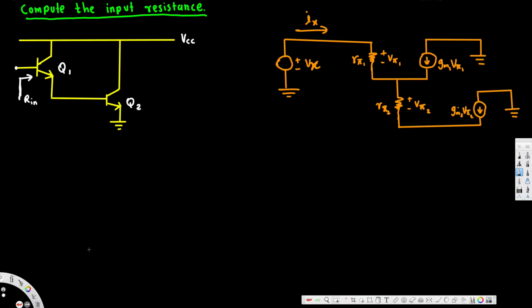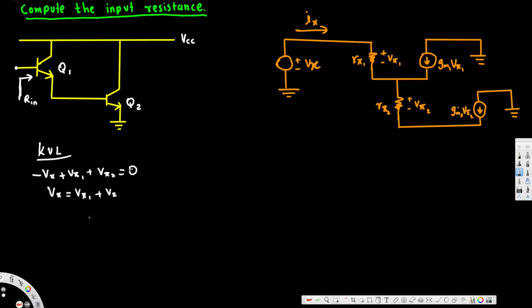And after that we are going to apply KVL to the input loop. If we apply KVL to the input loop, that's going to be negative Vx plus V51 plus V52 is equal to 0. Therefore Vx is equivalent to V51 plus V52.